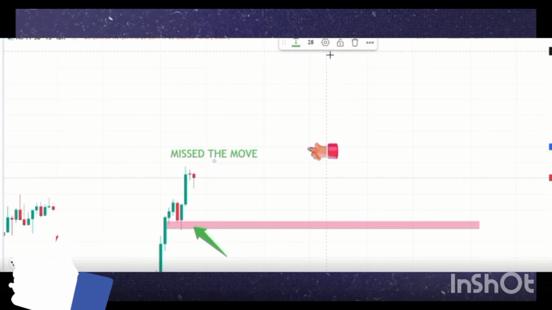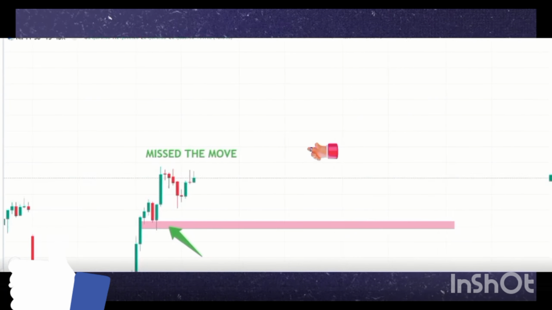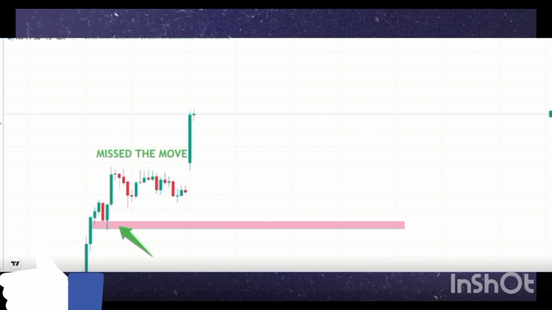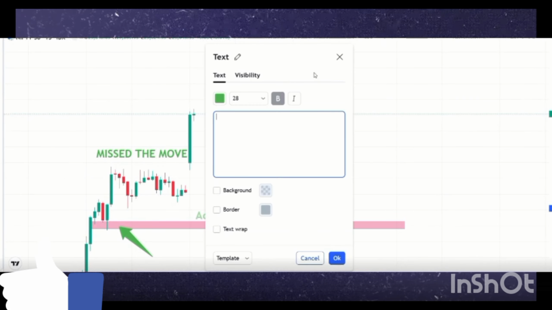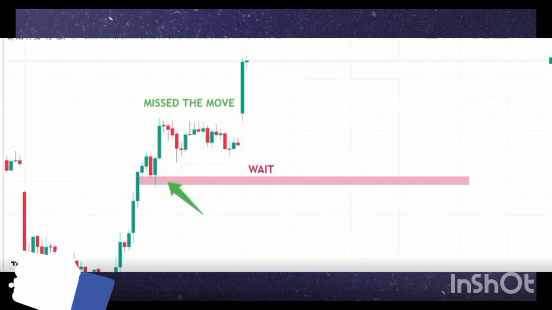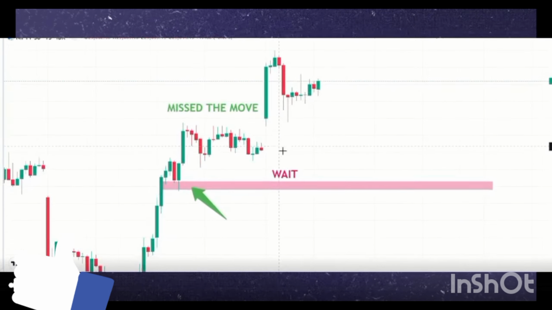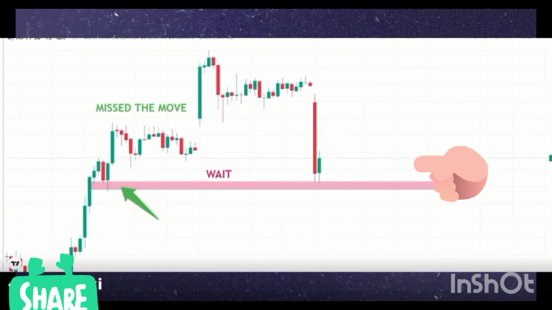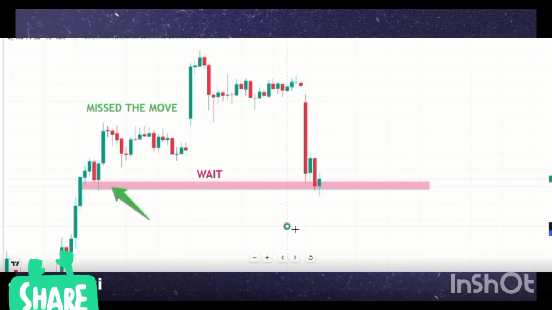These zones are often created by big institutions who place large orders. The reason this happens is big players like institutions can't place their orders all at once. That's why they leave some orders unfilled. When the price comes back to the zone, their orders get triggered again. Then we get an entry.